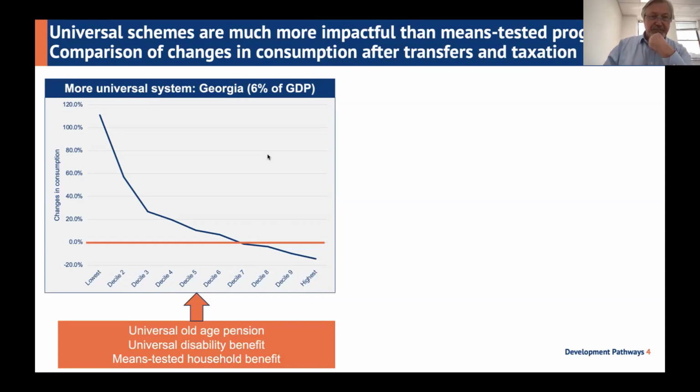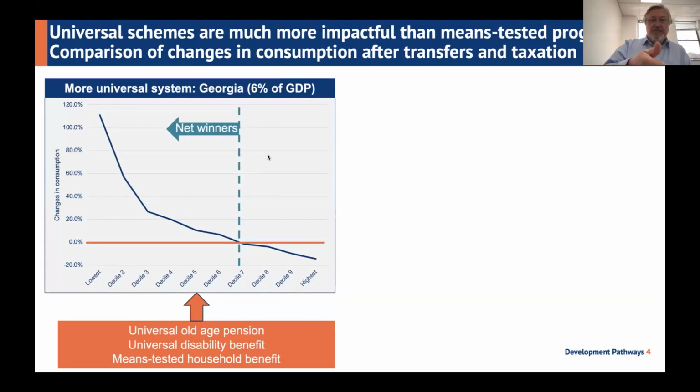Now, this graph is showing the change in consumption that you get when you take into account the transfers that people receive and the tax that they pay to finance those schemes. So the orange line is zero. That's where there's no change in consumption. That's the baseline. And you can see the blue line, which shows the change in consumption, crosses over from positive on the left to negative on the right.